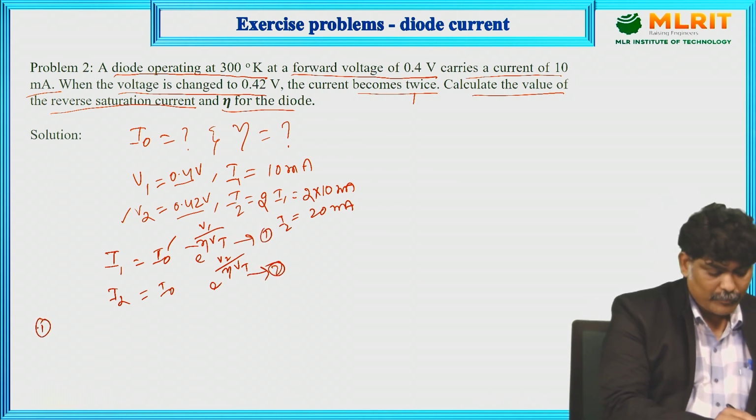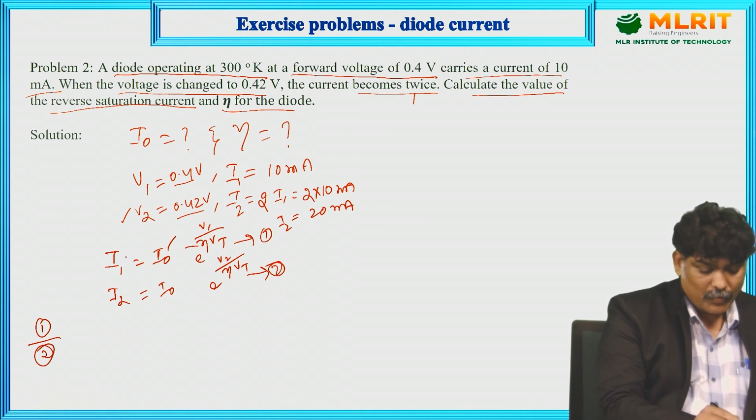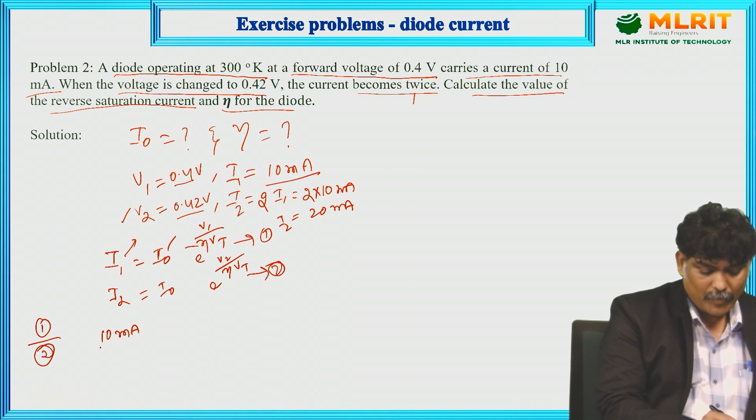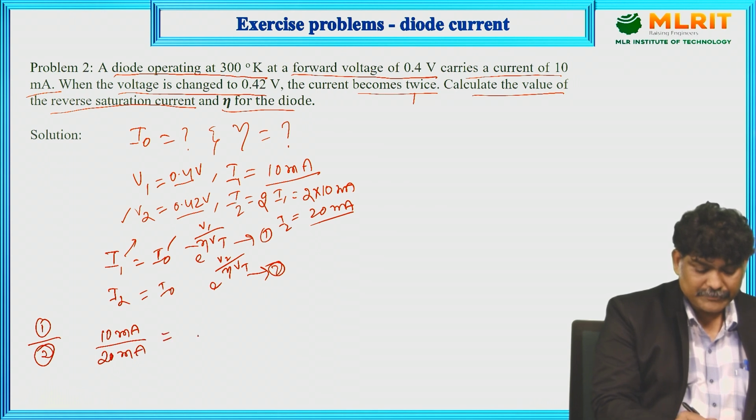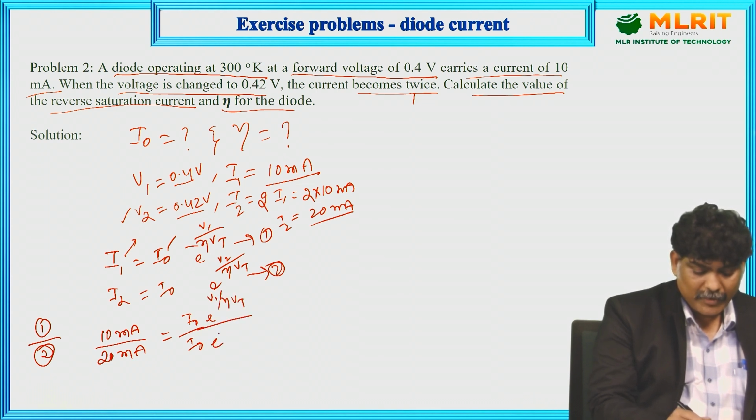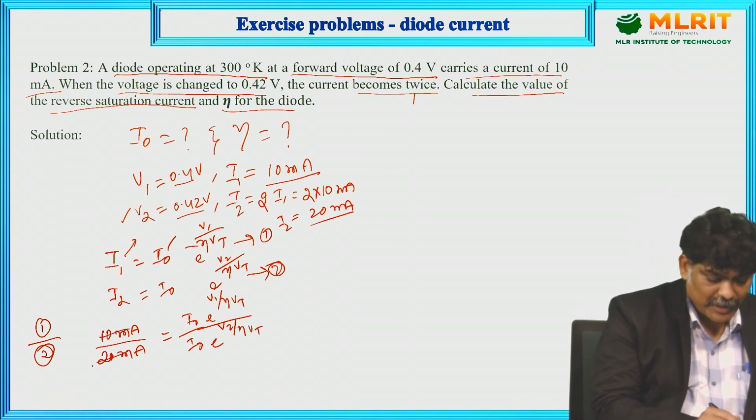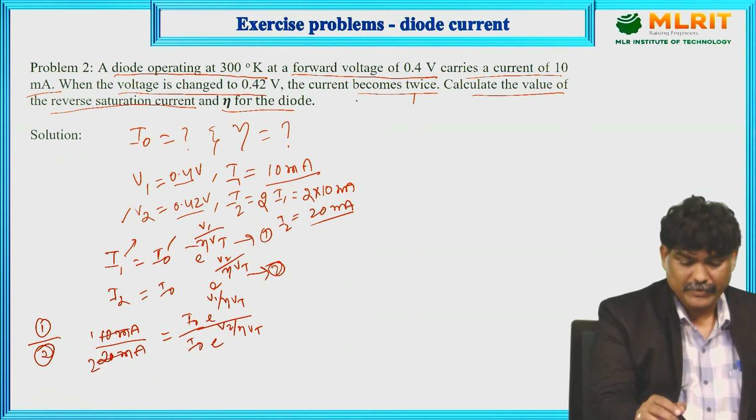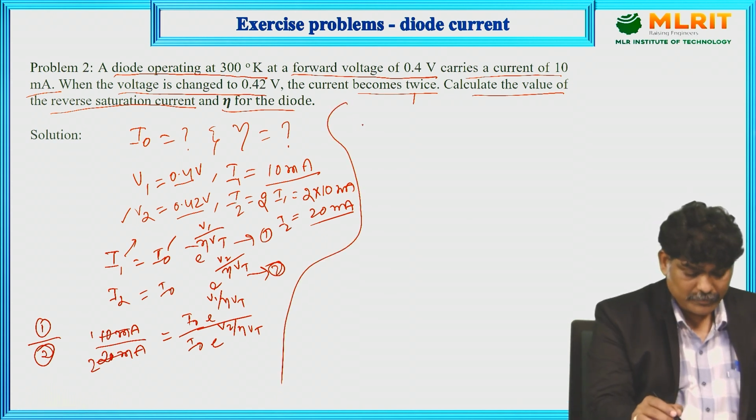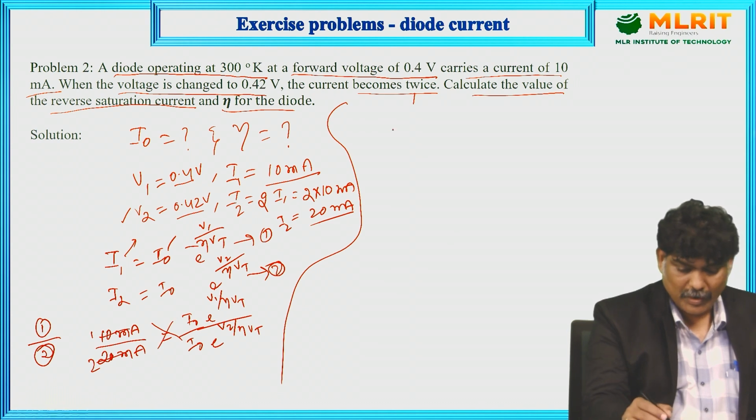So let us do 1 divided by 2. What is I1 here? I1 is 10 milliamperes, upon what is I2? 20 milliamperes. That equals I0 into e power V1 by eta Vt upon I0 into e power V2 by eta Vt. Here the 2 times cancels out. Now let us cross multiply this. So what will we get? I0 gets cancelled here.